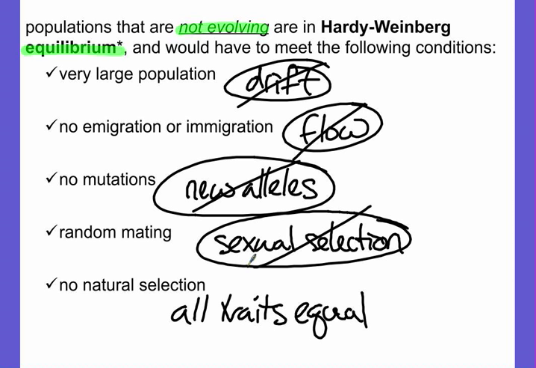So again, the 5 conditions, you need a large population so there's no genetic drift. 2, you can't have anything leaving or entering that population because you can't have gene flow. 3, you can't have any mutations because that would introduce new alleles to the population. And then 4 and 5 are kind of the same. You can't have any kind of selection because that's always going to lead to evolution, since those are advantages that you're talking about. All traits have to be equal in order for that population to stay in equilibrium.